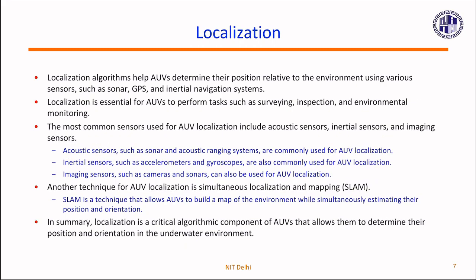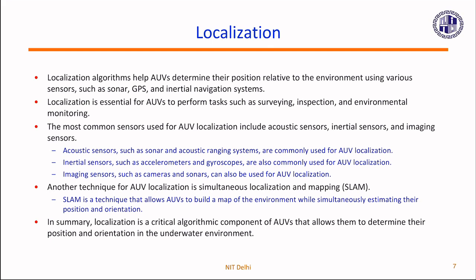Now, localization. Localization is a fundamental algorithmic component of AUVs that allows them to determine their position and orientation in the underwater environment. Localization is essential for AUVs to perform tasks such as surveying, inspection, and environmental monitoring. The localization problem for AUVs can be challenging due to the harsh underwater environment, which includes limited visibility, water currents, and the need to operate at great depth.